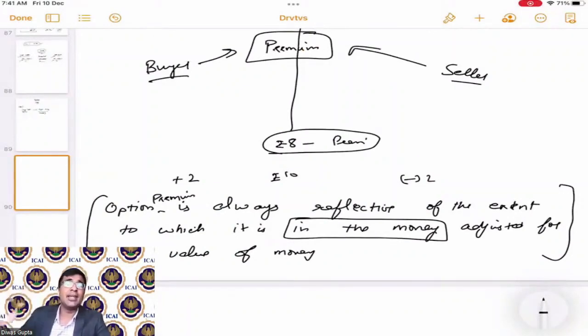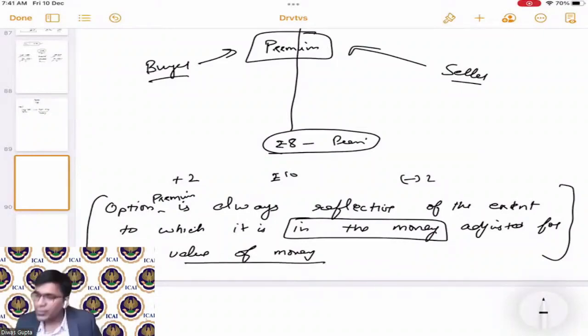The higher it is in the money, the higher will be the premium. The lower it is in the money, the lower will be the premium. If it is at the money, the premium will be zero. You go and check in the market. If it is out of the money, still the premium will be zero. Nobody would be willing to buy it. Simple. So it is always reflective of the extent to which it is in the money, and that which has to be paid in future is adjusted for the time value of money today.